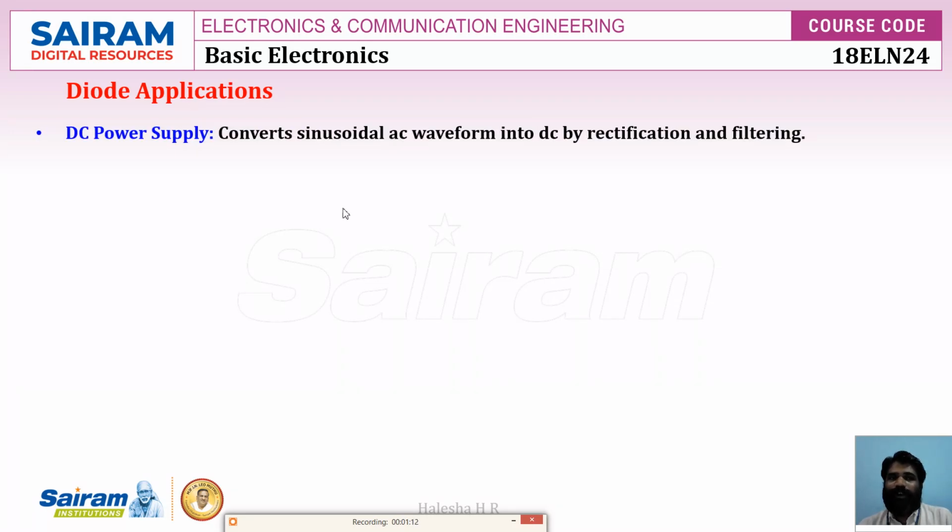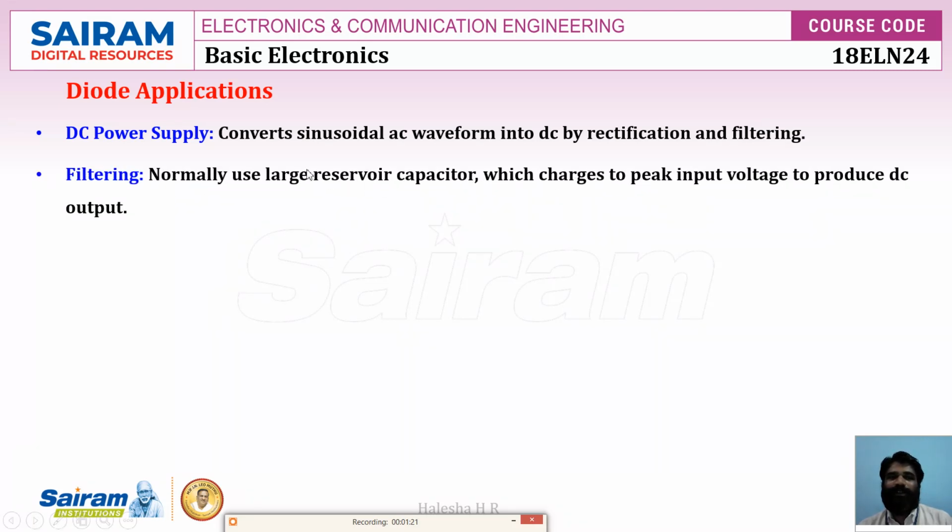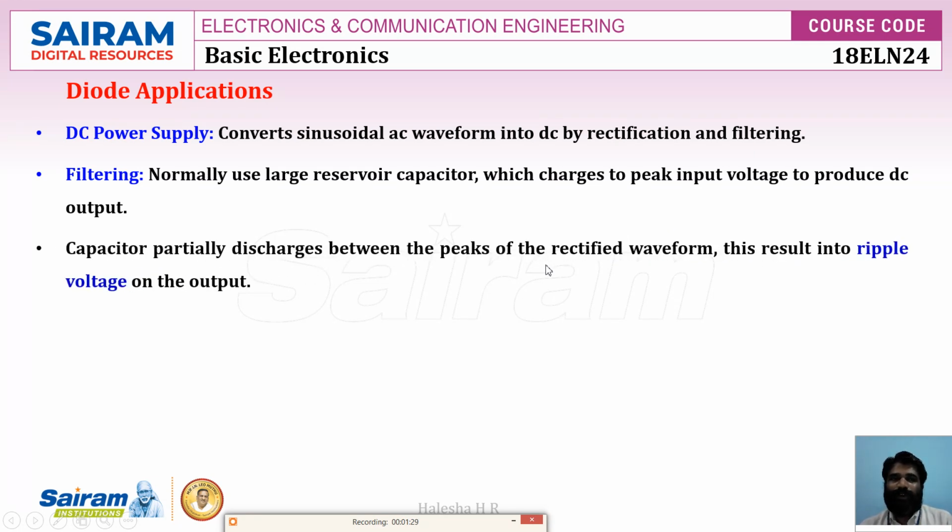So that means DC power supply. It is used to convert sinusoidal AC waveform into DC by rectification and then filtering. Filtering normally uses a reservoir capacitor which charges to peak input voltage to produce a DC output. So the filter allows the DC component only and blocks the AC component. The capacitor partially discharges between the peaks of the rectified waveform, and this results in a ripple voltage at the output.